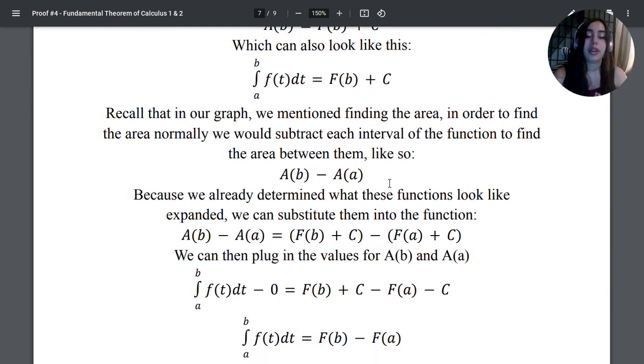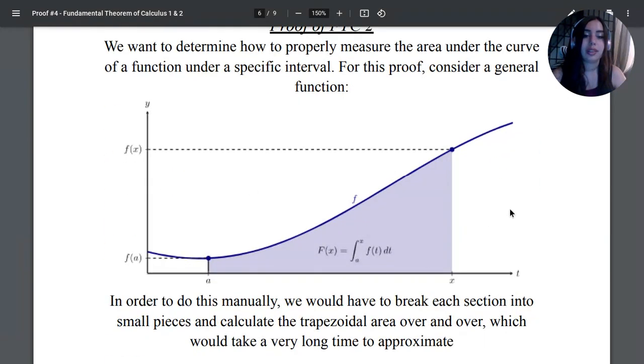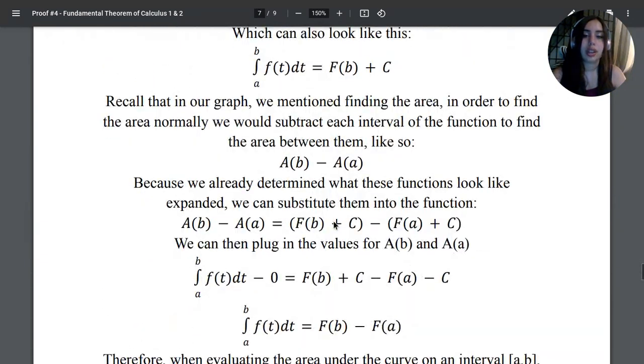Okay, now recall in our graph that we mentioned finding the area, and in order to find the area that we normally would using this function, we would just subtract each interval to find the area between them, so we can infer that A of b minus A of a would give us that area. And because we already determined what these functions looked like, when they're expanded, we can substitute everything into the function, and now it'll start to look a little bit familiar.